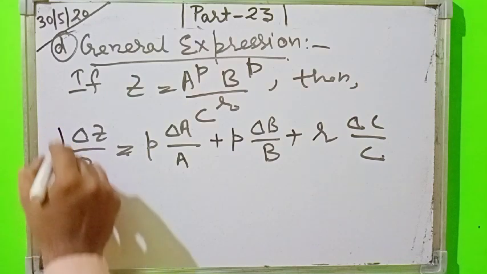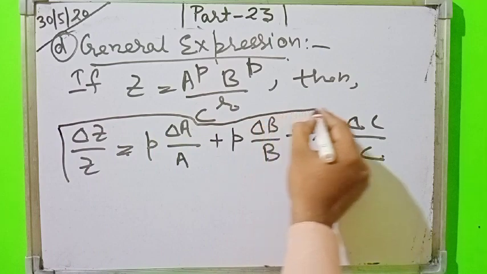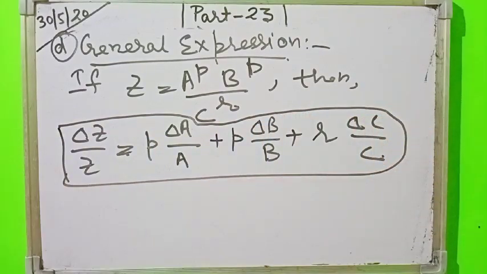Clear? This is the relative error in the expression. So this is all about the propagation of errors. Now we are going to solve a question related to this. Look at the question.